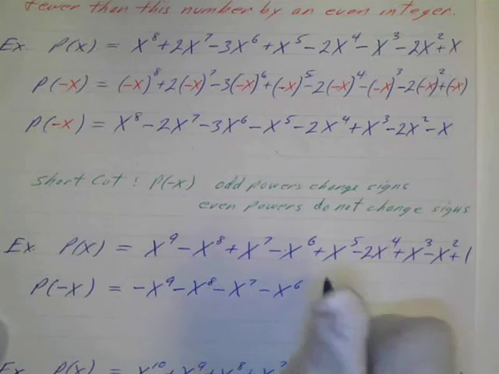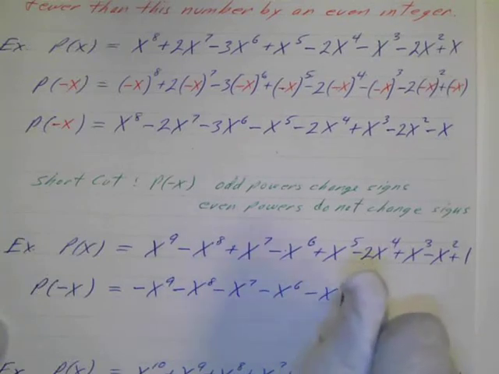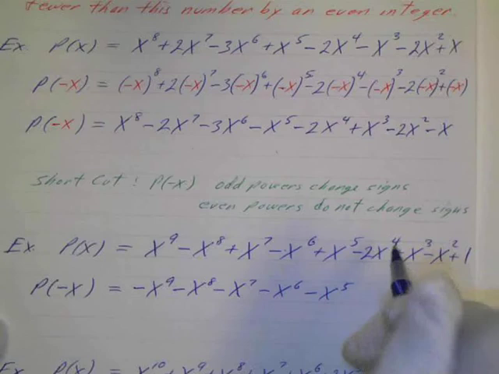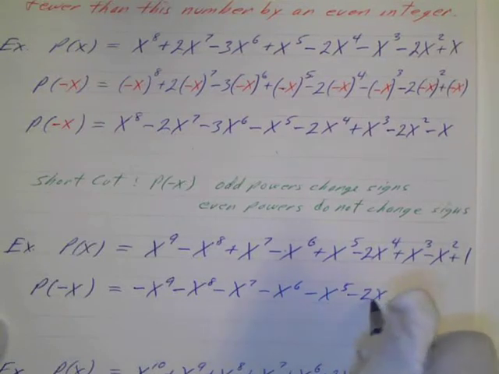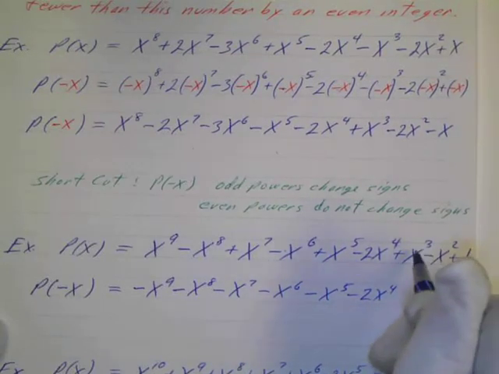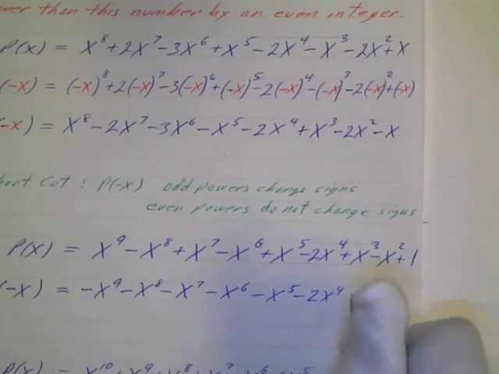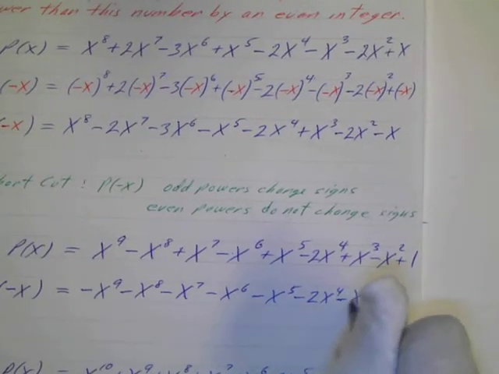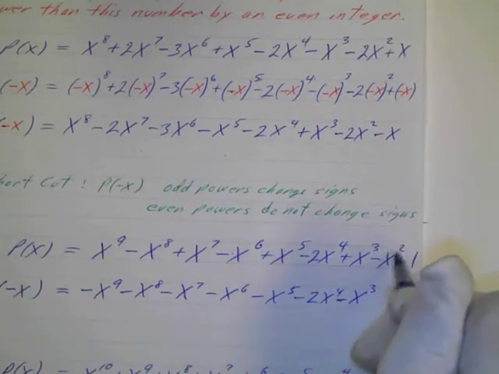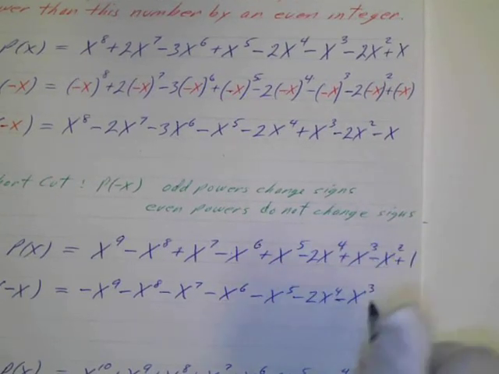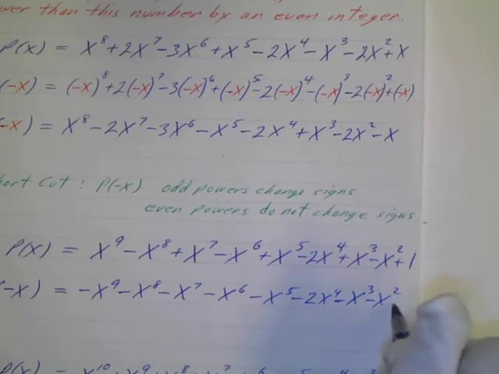This changes because this is odd, so it's going to be negative x to the 5th. This stays the same because this is even. This stays the same because that's even, so it's going to be negative 2x to the 4th. This changes because this is odd, so it's going to be negative x to the 3rd. This stays the same because this is even, so it's going to be negative x squared, and I got plus 1.